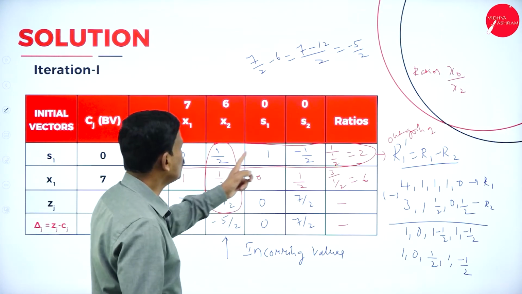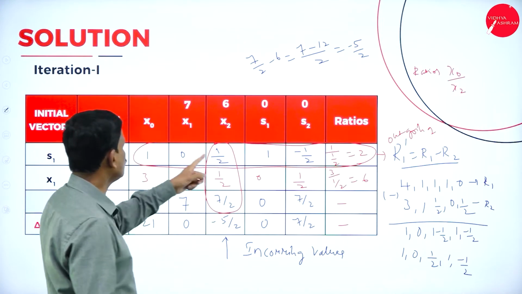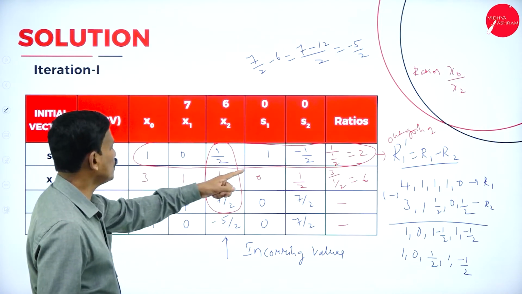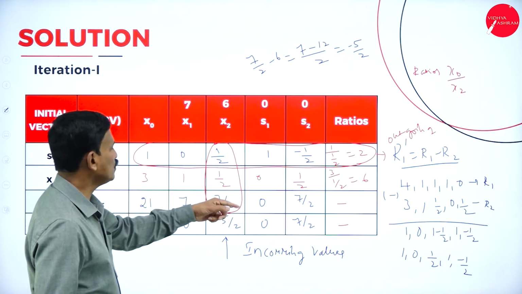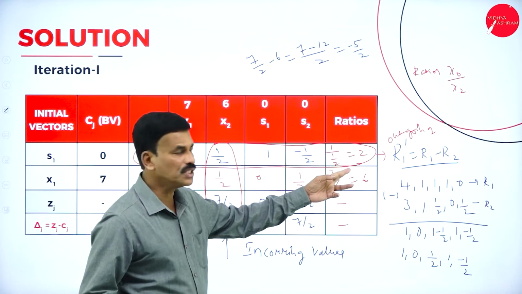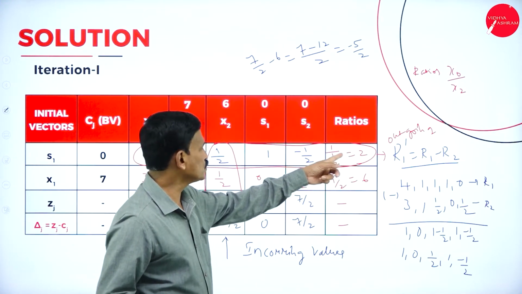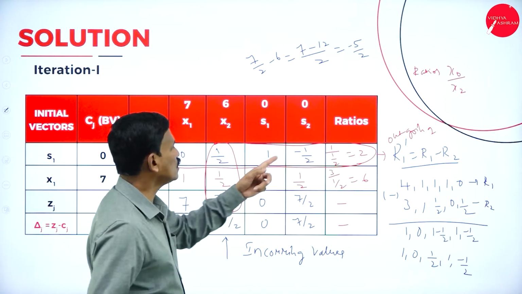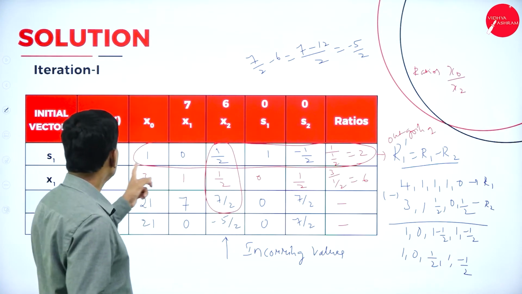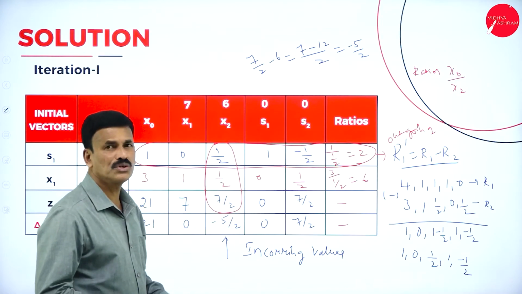Now just find out the ratios. The ratios are x0 divided by x1, x0 divided by x2. 1 divided by 1 by 2 is 2, 3 divided by 1 by 2 is 6. Then identify the least positive ratio here. The least positive value is 2. So therefore this row is called an outgoing row. So here x2 is an incoming variable and s1 is an outgoing variable.